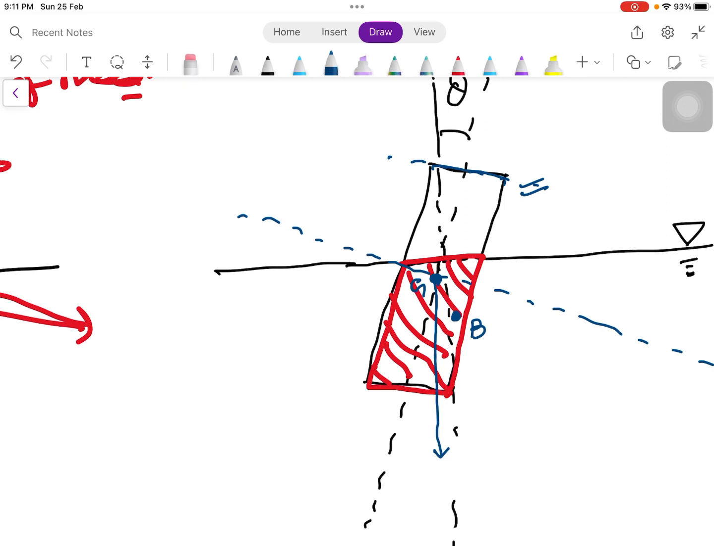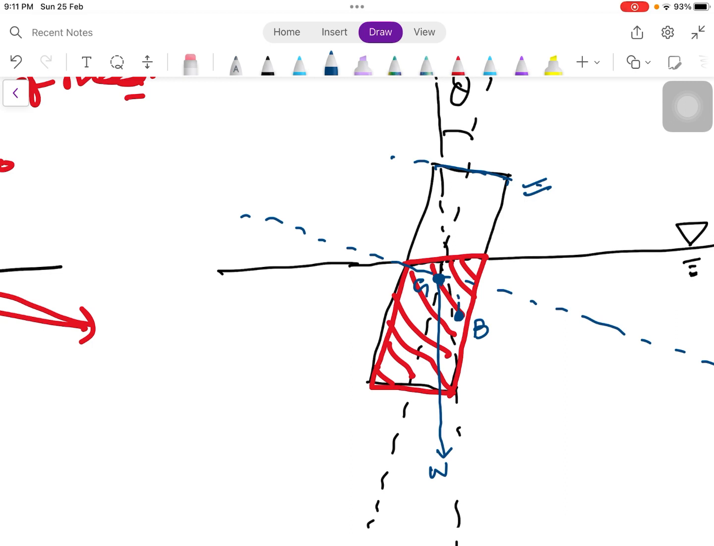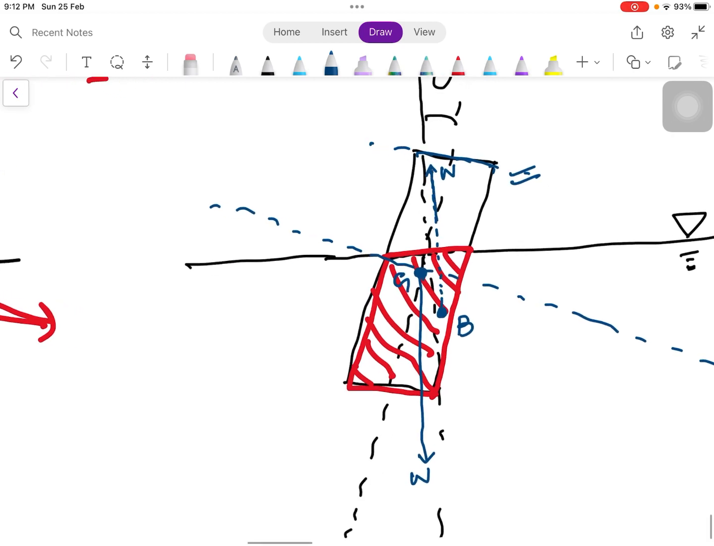Say this is the weight of this floating body W, and at this particular moment this weight will be balanced by the buoyant force. So these two forces will have an opposite sense but an equal magnitude. So this is the net downward force and this is the net upward force at this moment. All right, so we have rotated the body in this direction.